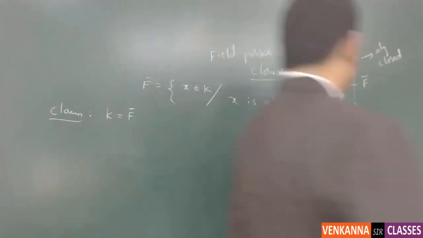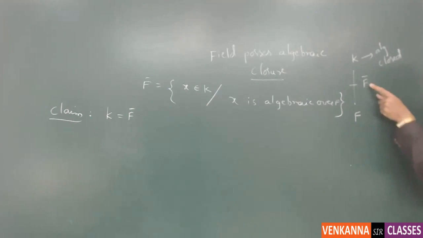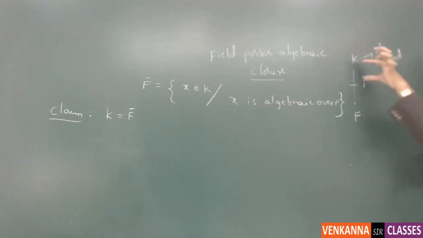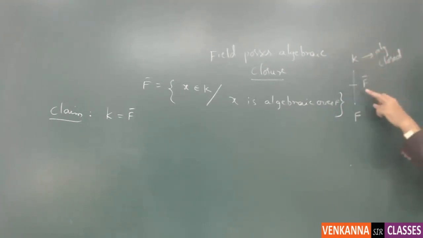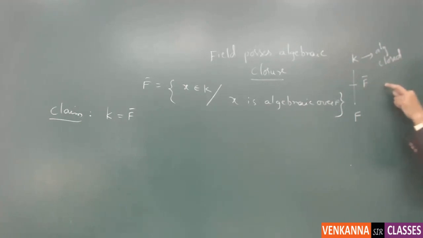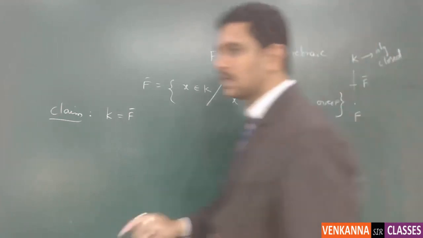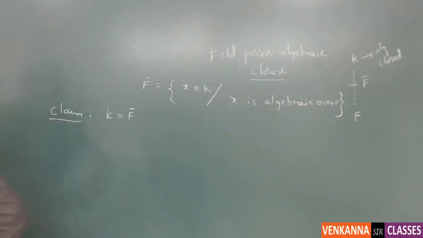So, as per the perspective, this is an algebraic extension of F. This is the closed field. Further extension is not possible. If I say that these two are equal, then what happens? F bar is nothing but an algebraic extension as well as algebraically closed. Hence, we say that the field possesses algebraic closure. That is the concept.